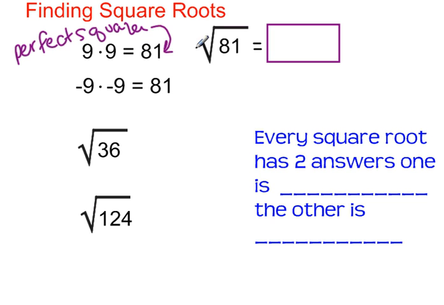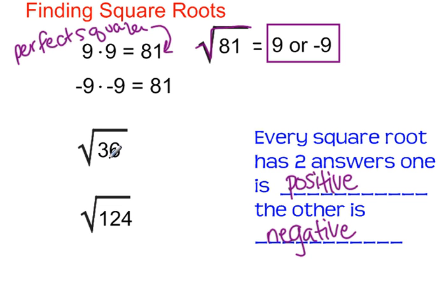So if I ask for the square root of 81, the answer is 9 or -9, because these two numbers multiplied together give me 81. So we need to remember that every square root has two answers. One is positive, and the other is negative.